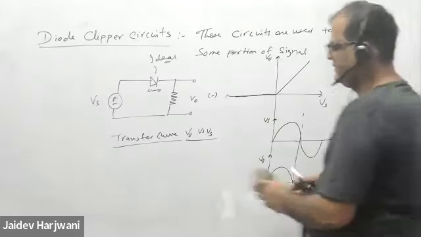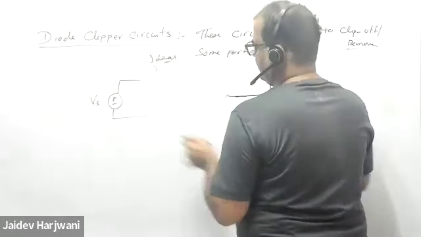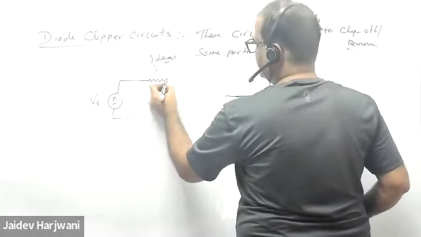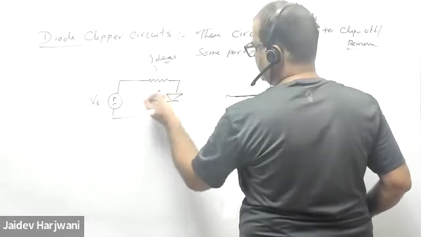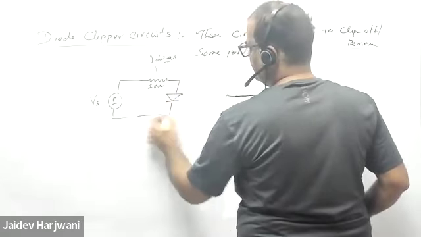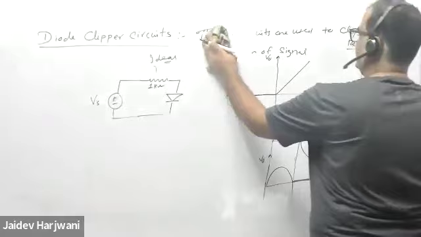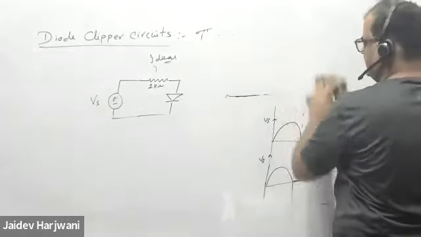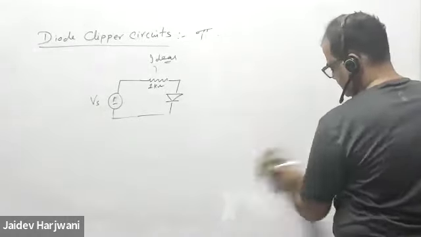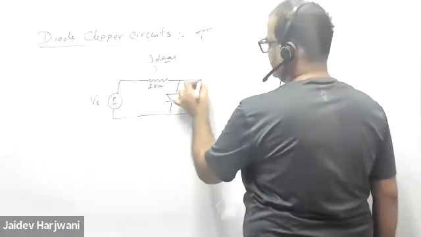Yes, sir. Now I'll put a resistance here and a diode here. The resistance could be anything, you don't require the values, because I'm plotting V output only. So tell me, what is the transfer curve for this circuit?